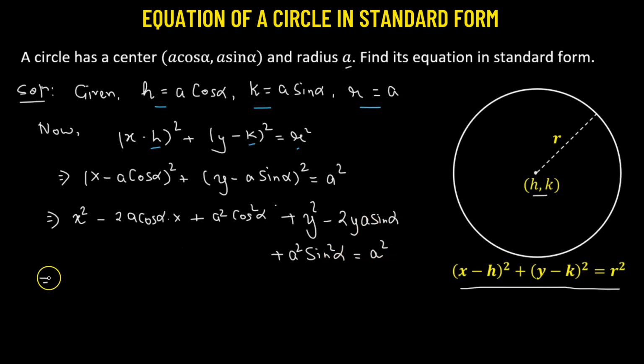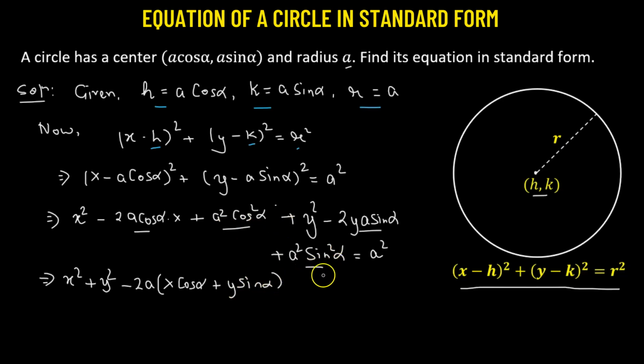Fine. Now furthermore, we can simplify this. We have x squared plus y squared. We will take the other terms and combine them by taking 2a as the common factor. So we have negative 2a multiplied by x times cosine alpha plus y times sine alpha. And then we'll combine a squared cosine squared alpha and a squared sine squared alpha by taking a squared as the common factor. So we have a squared multiplied by sine squared alpha plus cosine squared alpha, and this is equal to the square of the radius.